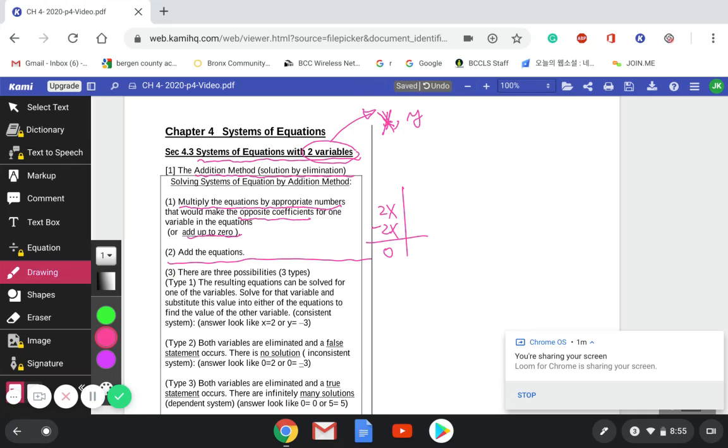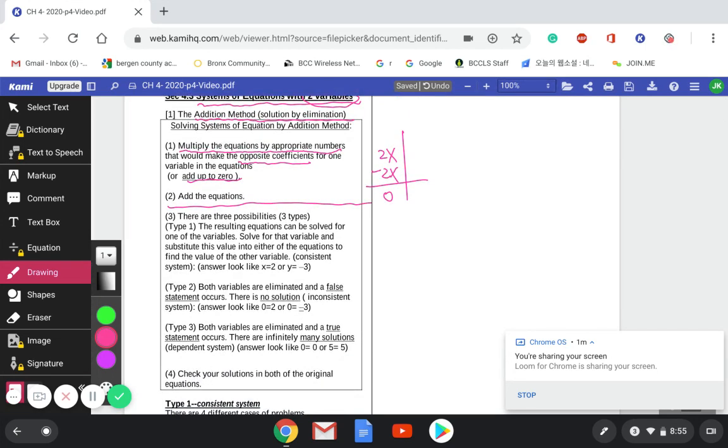So when you do a system of equations by the addition method, you will have three possible types. The first type we call a consistent system. When you have this type, your answer comes out like x equals something or y equals something. So you have a definite answer for the x value and y value. So that's one possible type.